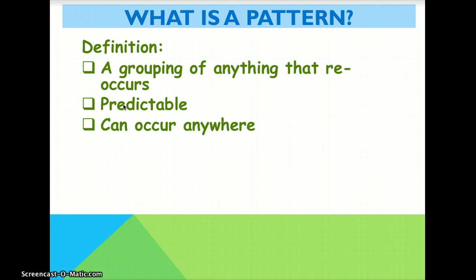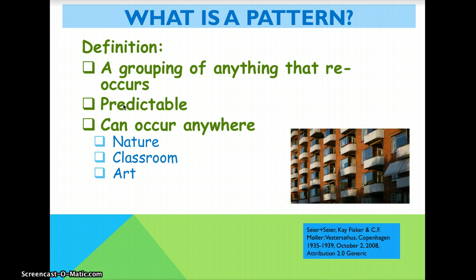A simplified definition of a pattern is a grouping or sequence that recurs. They are predictable, like I said before, and you always know what is coming next. Other places you may find patterns are in nature, the classroom, and art, and many more places. Here's an example of a pattern that we may see every day. The windows and the balconies repeat, and you know what object comes next, either going from side to side or up and down.